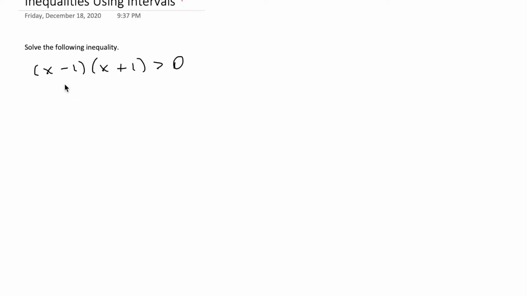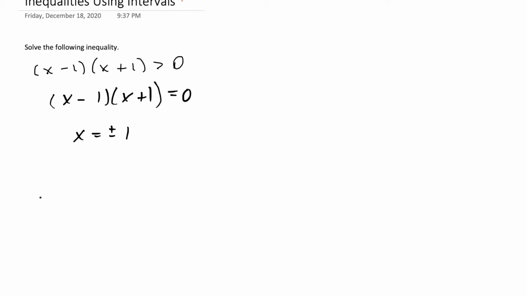We're first going to find the roots of this inequality. So we're going to set it equal to 0. So we have (x - 1)(x + 1) = 0. And the roots of this equation are x = ±1, because if 1 goes in here for x, it's 0, and that makes this true. And then if I put negative 1 here, that makes it true as well.